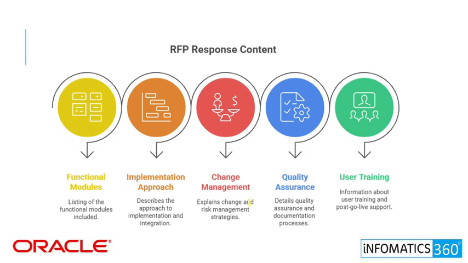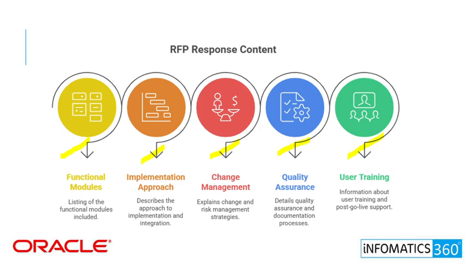Here in this diagram, you can see how a response should be. Once we receive a request for proposal from a client, we prepare a detailed response covering 5 key areas: functional modules, implementation approach, change management, quality assurance, and user training. So all these 5 areas we need to cover.